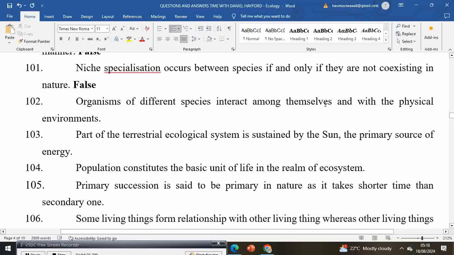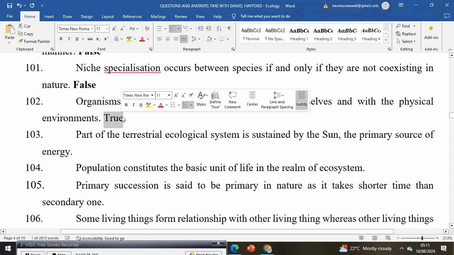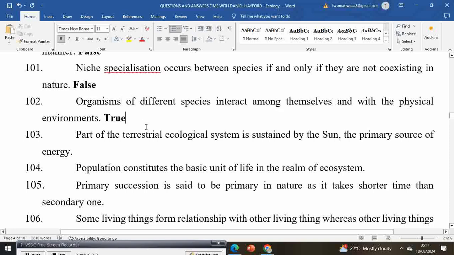Question 102. Organisms of different species interact among themselves and with the physical environment. Is this one true or false? It is true.